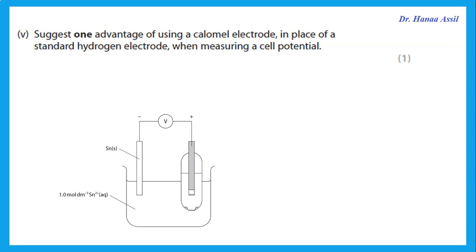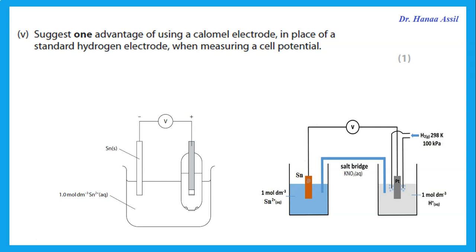Just one advantage of using a calomel electrode in place of a standard hydrogen electrode when measuring a cell potential. So if I'm using the standard hydrogen electrode to measure the potential of, for example, the Sn²⁺/Sn half cell, then I will have this kind of setup. So what is the advantage of using the calomel? Well, one advantage would be that the calomel electrode does not require a salt bridge. It is connected directly.